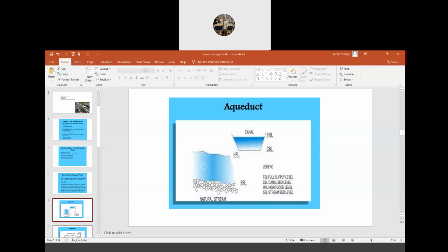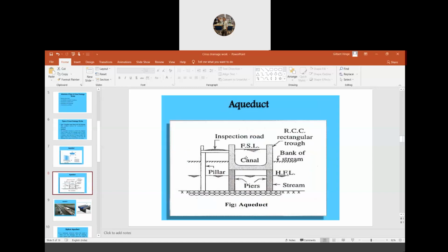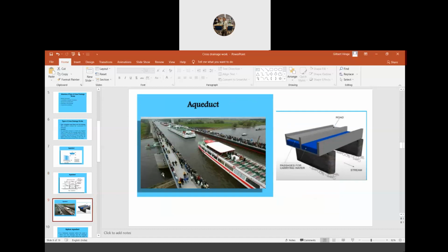You see here, we have the canal on top and the river below, and this is the highest flood level, and there is sufficient distance between the highest flood level and the bed of the canal. So this kind of structure is called an aqueduct. Maybe the highest flood level of this river is around here. This is maybe the full supply level, and around here is the highest flood level. So you see that the bed of this canal is well above the highest flood level of the river, and this kind of structure is called an aqueduct.